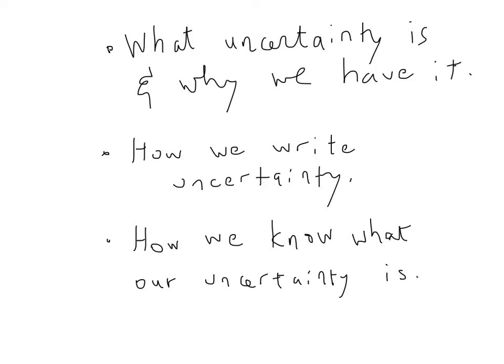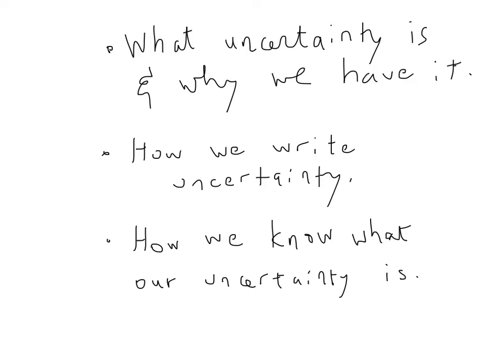The second thing to look at is how do we write uncertainty? Because there are actually some very specific rules that we use when writing uncertainty, and there's even different forms in which we can write our uncertainty. The last thing is how do we know what our uncertainty is? And I'll show two different examples of how you can find the uncertainty.